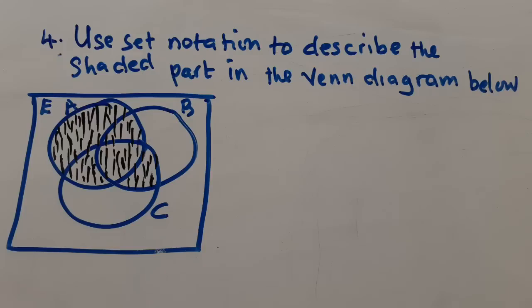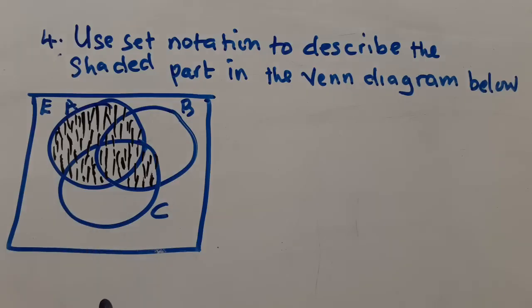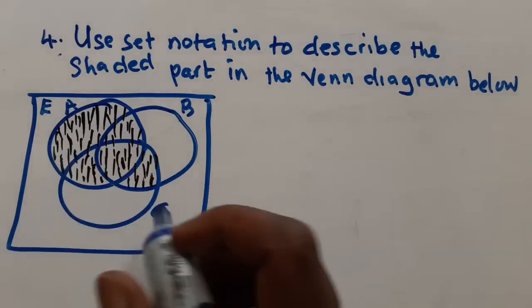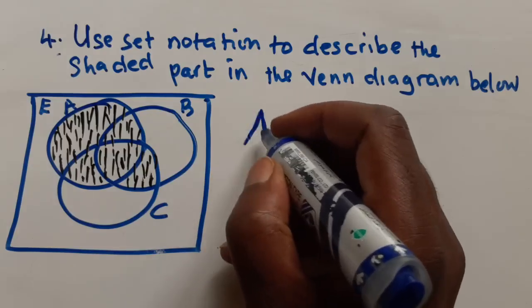So we come to question 4. Use set notation to describe the shaded part in the Venn diagram below. So here, there's one thing that you are supposed to look at. Here. Which parts are shaded? All right? Which parts are shaded here? So set A is shaded in totality.